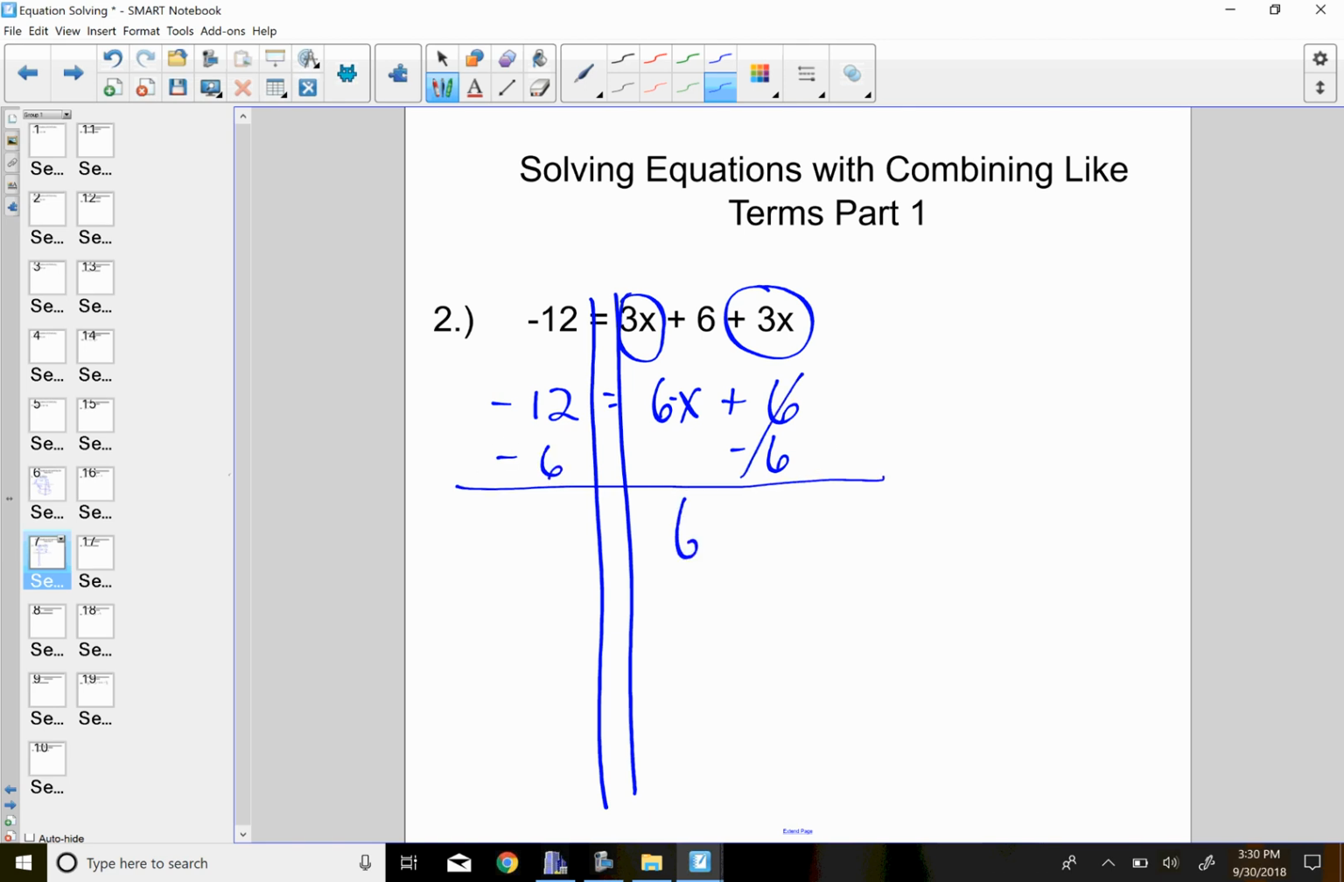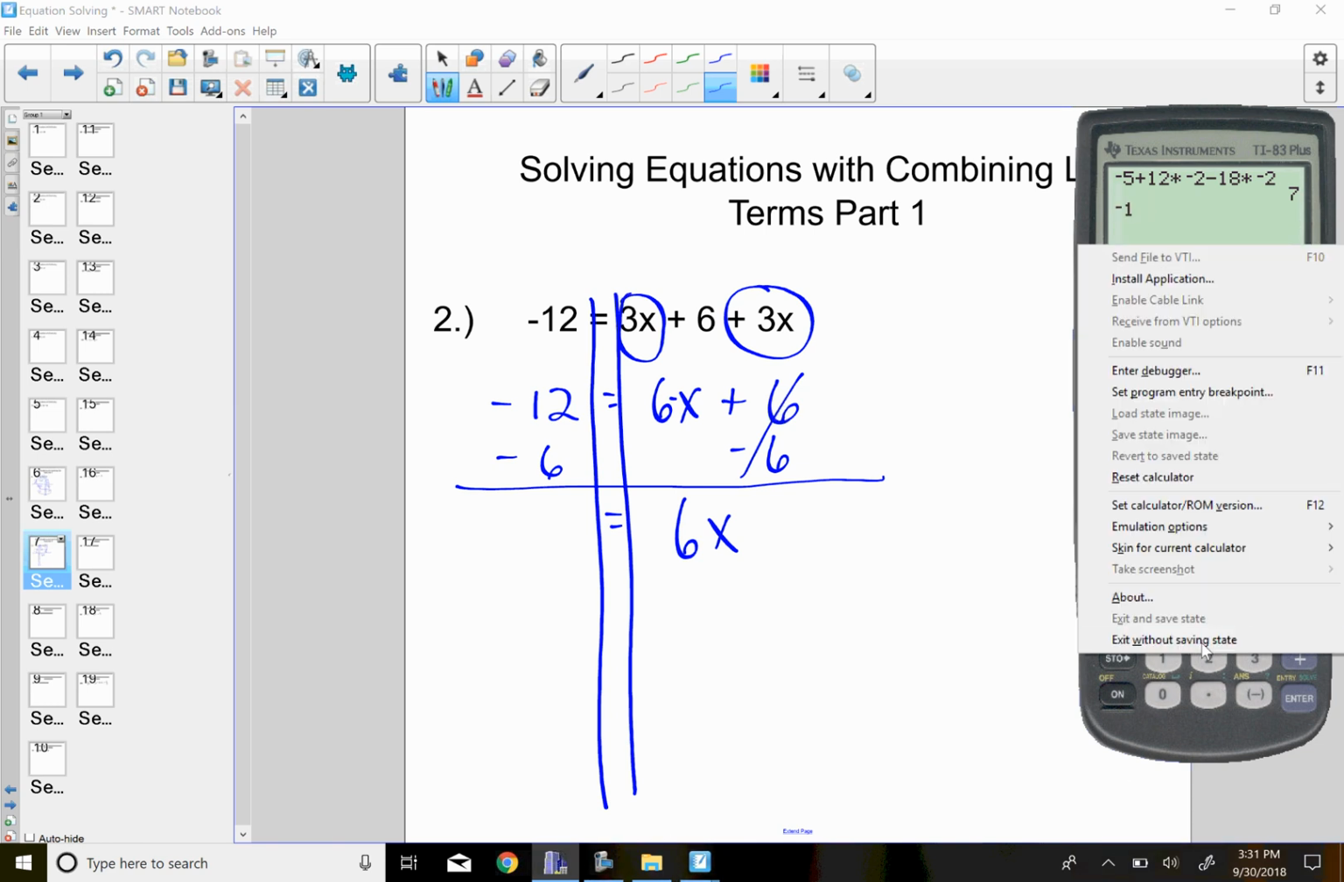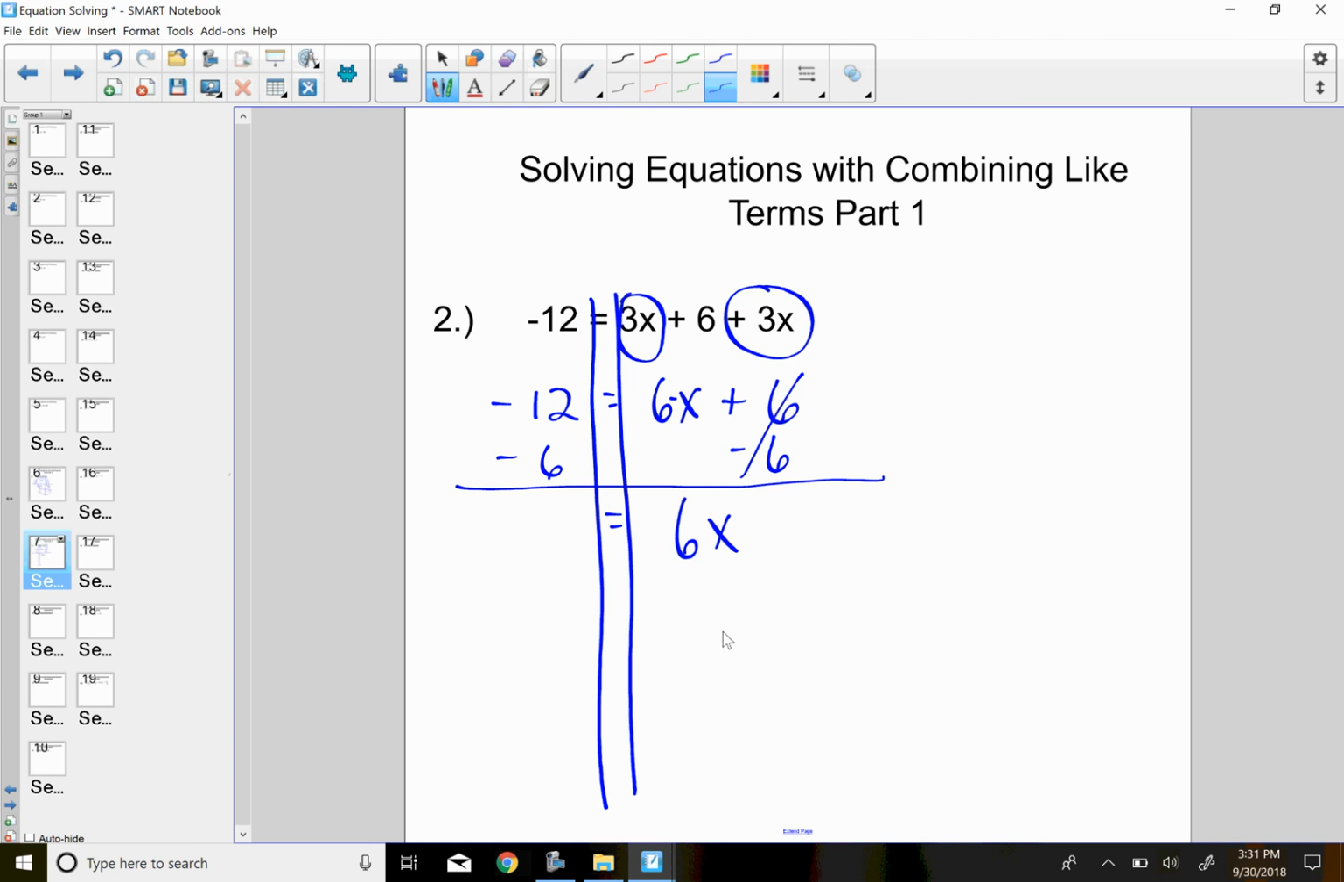So I have 6x on the right side. Now here's where I'm going to recommend that you use your calculator. I get a lot of mistakes with this spot. So if I plug in negative 12, oops. I'll pause for a second and fix what I just did.